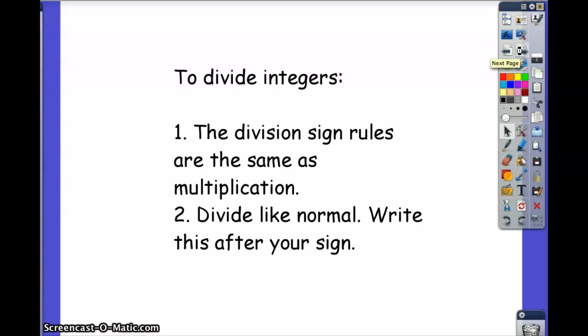To divide integers, remember division rules are the same as multiplication, as I said before. And then, again, if the signs are the same, the answer is positive. If the signs are different, the answer is negative. And then you divide like normal, and then write your answer after your sign.